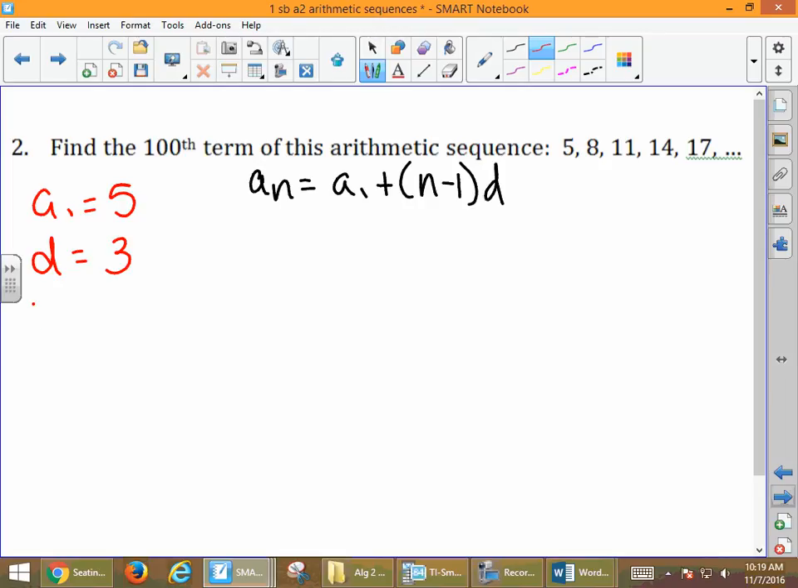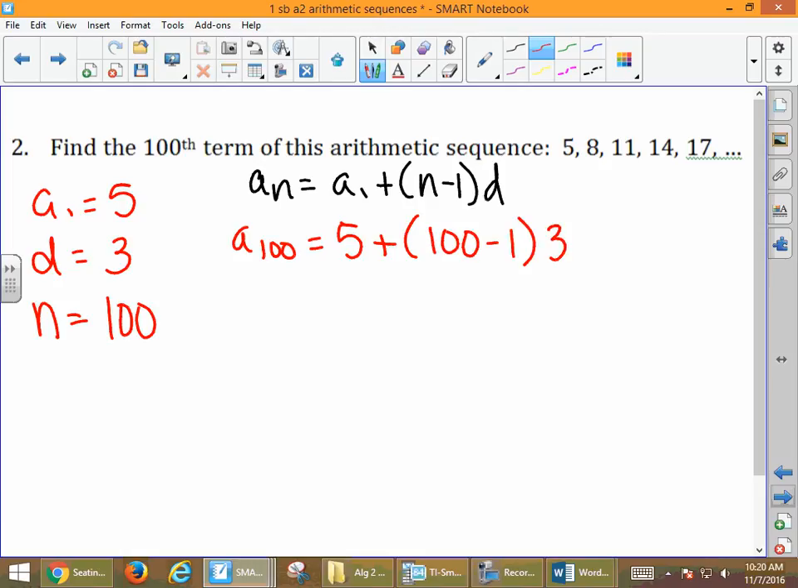That means that n is 100. And once we can identify this information, we can put it back into our equation here. So this is going to be a sub 100 is what we're finding. The 100th term is 5 plus 100 minus 1 times d. Again, this is something that you could type into your calculator if you wanted to.